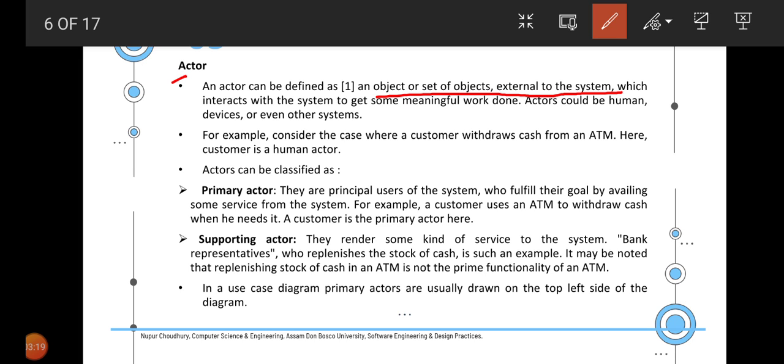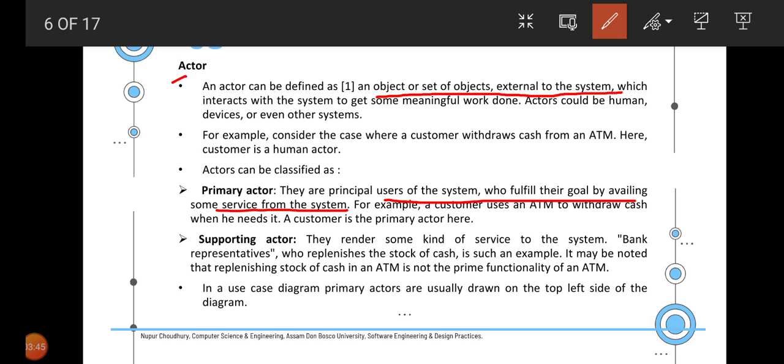Now actors can be classified into primary actors and supporting actors. The principal users of the system who fulfill their goal by availing some service from the system are known as primary actors. For example, when a person is withdrawing money from the ATM, that person is completely using the ATM for his own personal use, hence he is the primary actor.